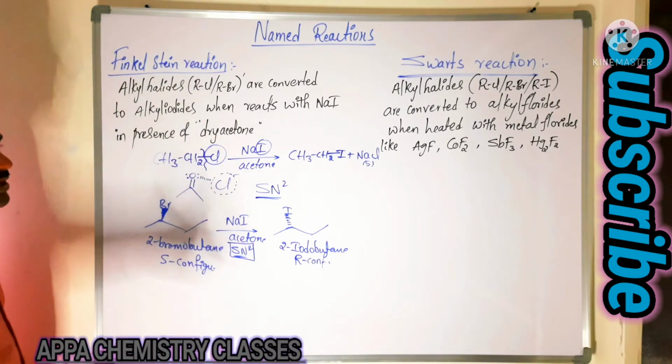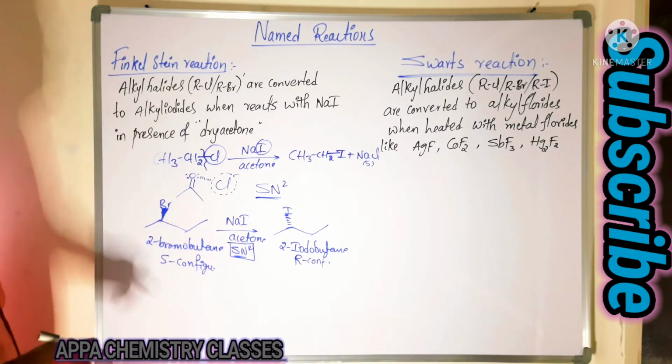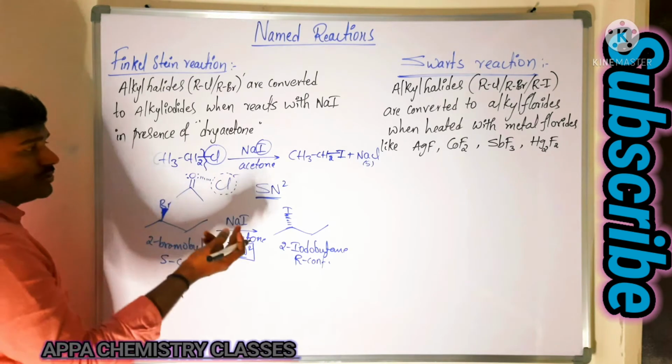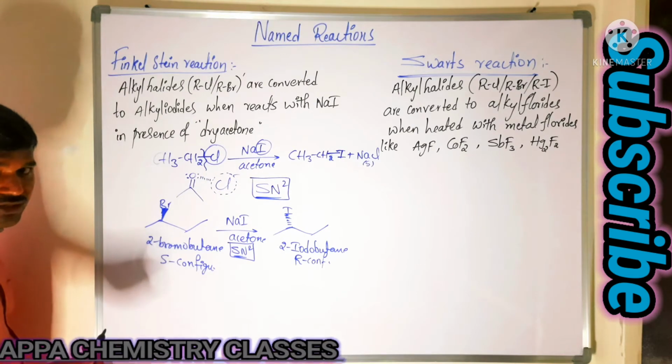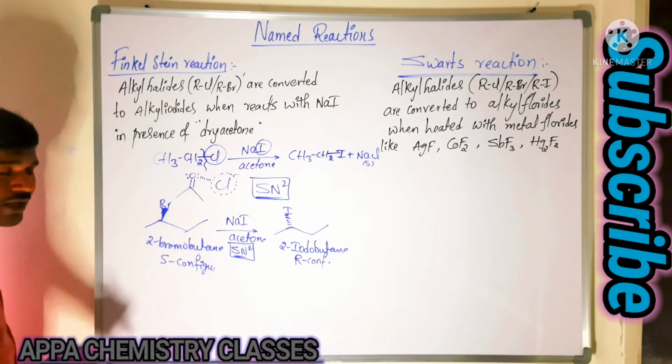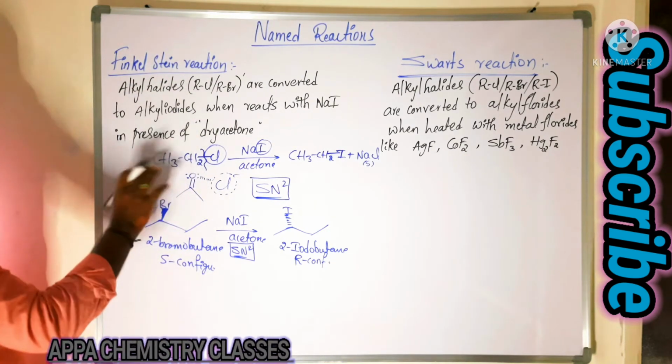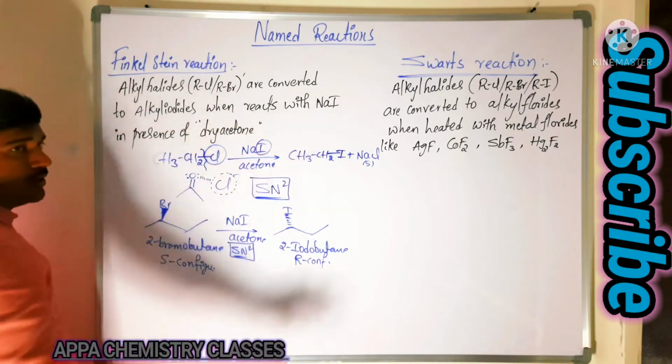So Finkelstein reaction is an example of a halogen exchange reaction. The exchange of halogen takes place according to the SN2 reaction mechanism. Now we have seen that by using this Finkelstein reaction we are going to prepare only alkyl iodide.